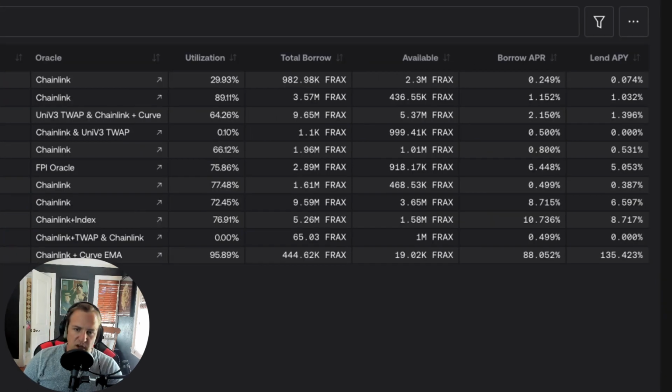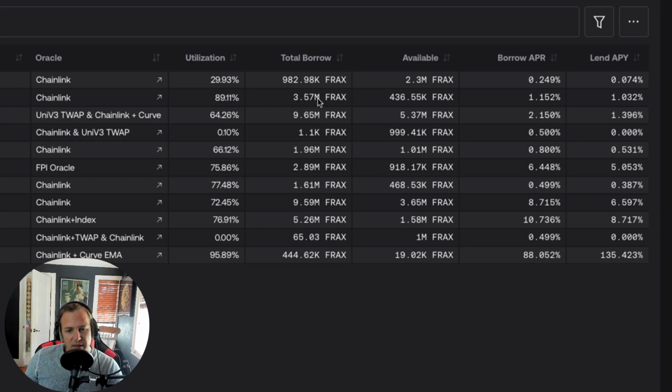Okay, so the next five columns all kind of go together. Think about it like this, right? You deposit your collateral, and then you're going to borrow Frax. And then there's a limited amount of Frax in how much you can borrow in each of these lending pools, right? And once you borrow all the Frax in those lending pools, then you just can't do it anymore.